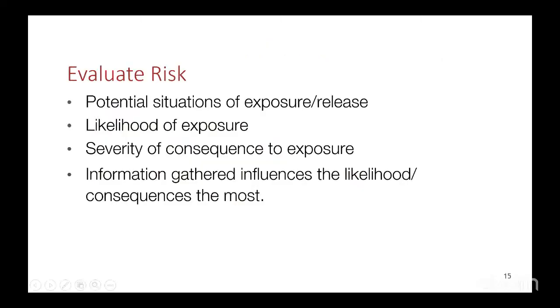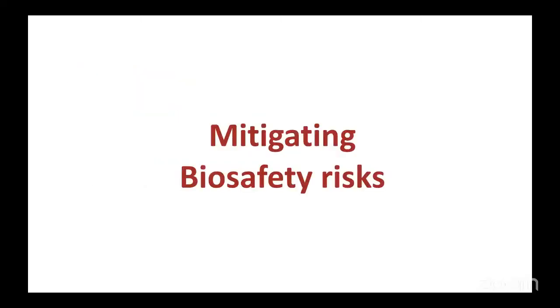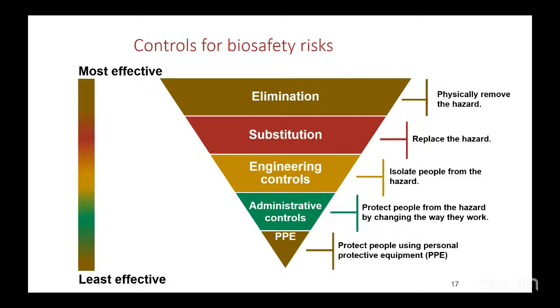So when we talk about risk, we talk about potential situations of exposure and release, the likelihood of exposure, and the severity of the consequence of exposure. Information gathered influences the likelihood and the consequences. How do you mitigate biosafety risk? Now, control of biosafety risk. Please take note of this. We have most effective and least effective. We are talking about how to control biosafety risk.